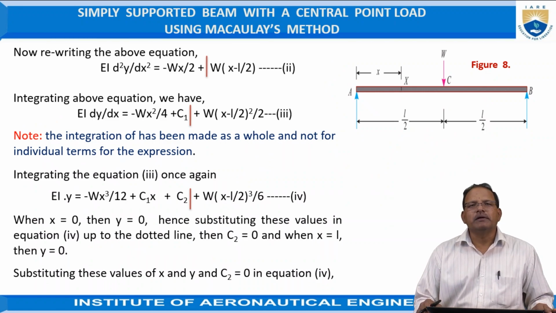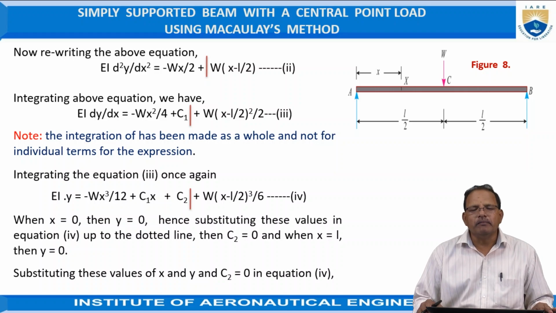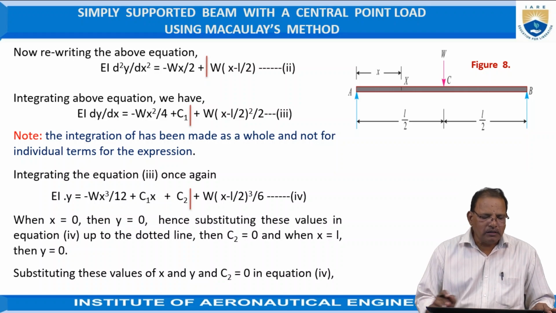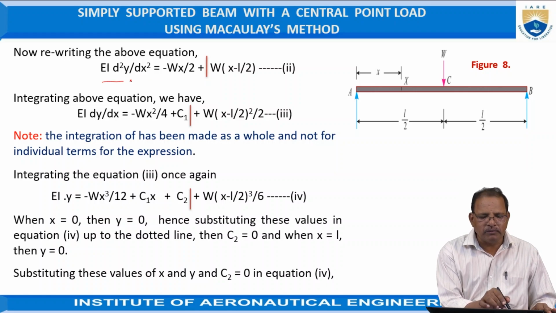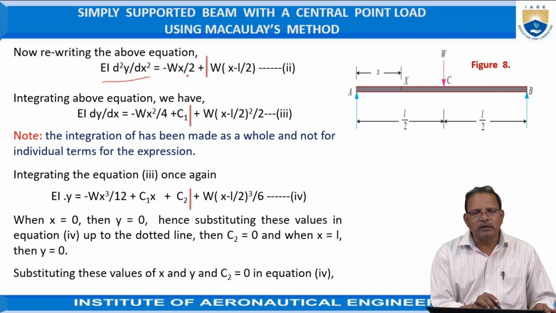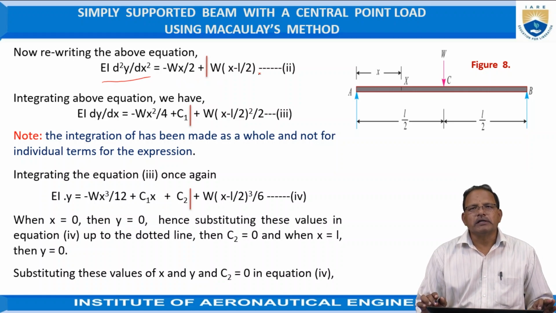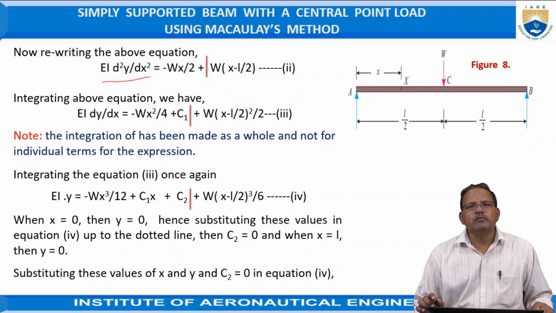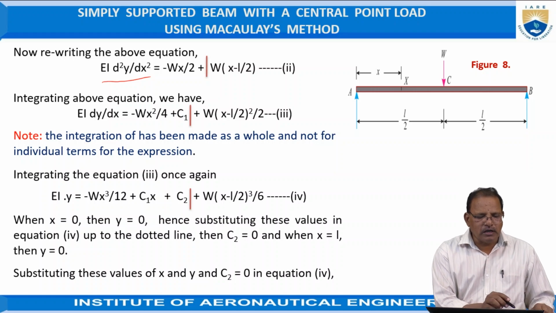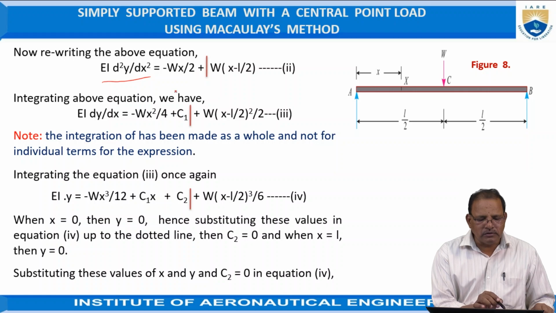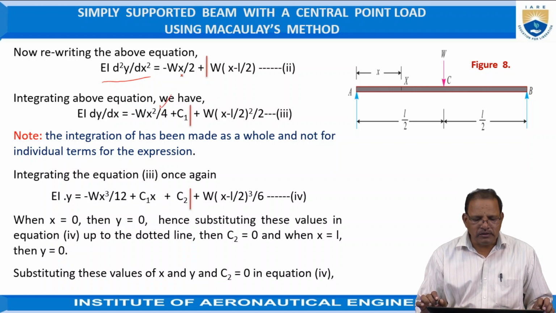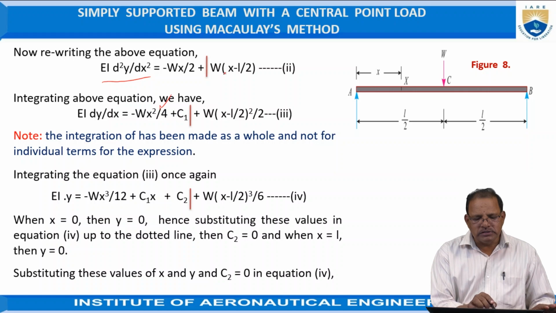Now rewriting these equations, because Mx is nothing but the bending moment, according to the integration method, we can write EI d²y/dx², that is, the bending moment at any section, equal to -Wx/2 + W(x - L/2). Integrating the above equation once with respect to x, we get EI dy/dx = -(1/2)W x²/2, which becomes -Wx²/4, plus C1, the integration constant, plus W(x - L/2)²/2.